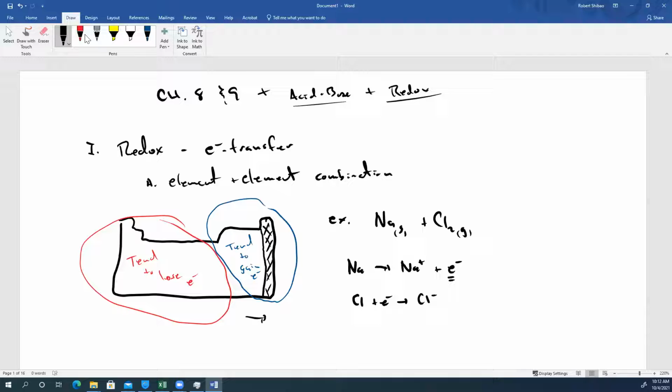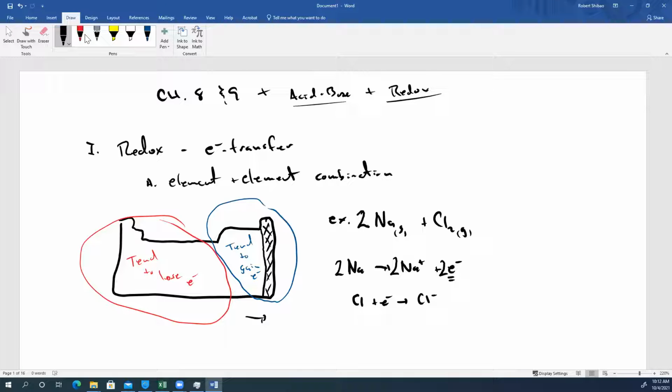And so in this case, I have 2 chlorines. Well, if I have 2 chlorines, each chlorine wants their own electron. And so if each chlorine wants their own electron, then I have to have 2 sodiums because 1 sodium is not enough. And so what I'm going to do is I'm going to double this. So I'm going to go 2 sodiums are going to form 2 sodium ions plus 2 electrons. Okay, and now I can have the 2 chlorines gain it.